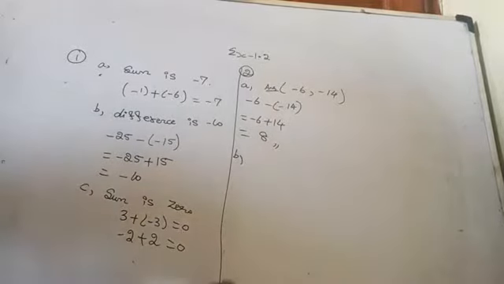Now come to the second question, second part. Write a negative integer and a positive integer whose sum is minus 5.